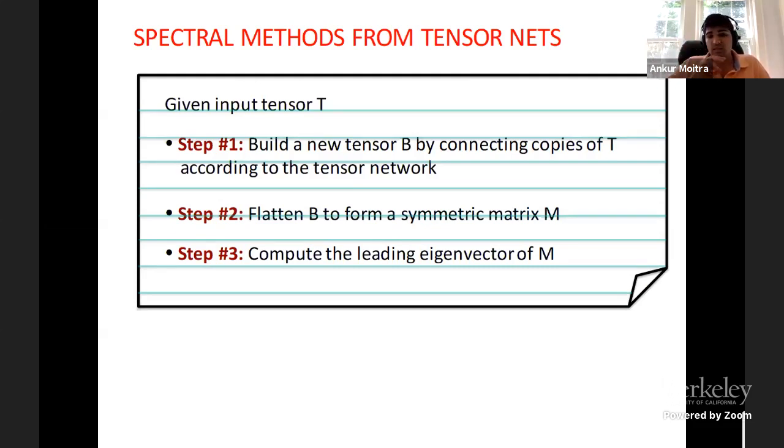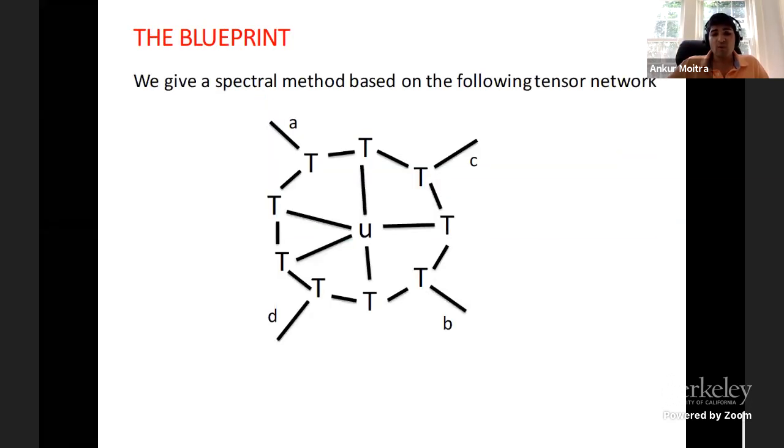If I give you a tensor T, you use this tensor network to create a new metatensor, and then you flatten it somehow into a matrix, kind of like the way that we flattened to get Jennrich's algorithm. And then you do something spectral. You compute the leading eigenvector. But what you can prove is that a lot of times that actually recovers the underlying X that you want.